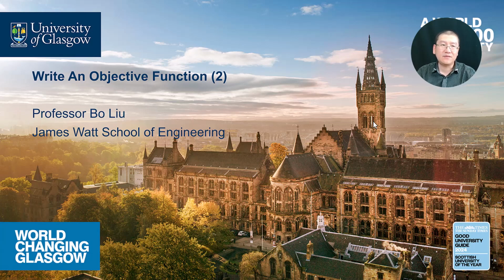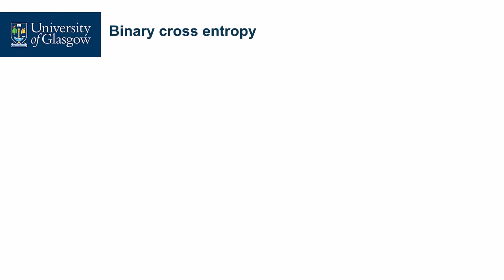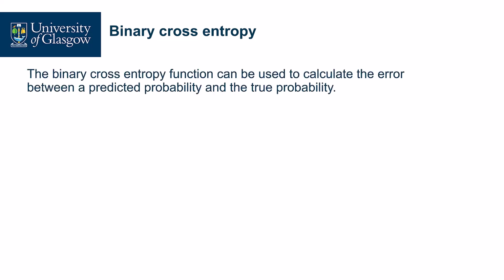So in this session, we will continue the last one, writing objective functions. In this session, we will write the binary cross-entropy function. So what is binary cross-entropy? This is also a function to calculate the error between a predicted probability and the true probability.